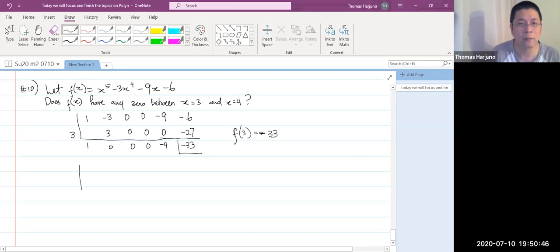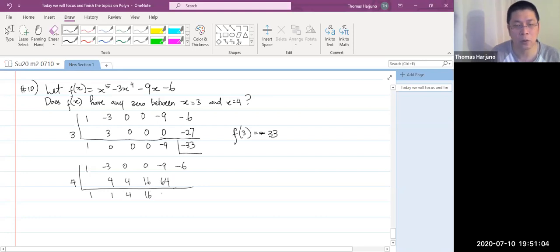What if I plug 4 into that polynomial? 1, negative 3, 0, 0, negative 9, 6. I plug in 4 here, so it's 1, 4, 1, 4, 4, 16, 16, 64. This is 55 times 4, 220. Minus 6 is 214. So f(4) is a positive 214 because they have opposite sign.